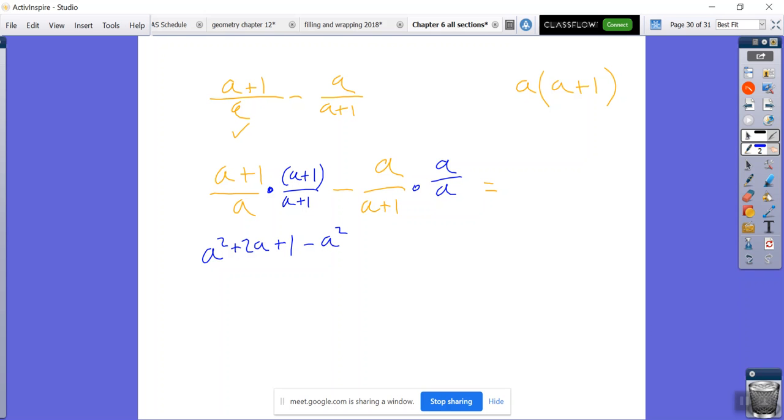Oh, so those A squareds just cancel out. That's right. So we have 2A plus 1 over A times A plus 1. And I don't think there's anything we can cancel out there because everything's chunked, and we have nothing that is the same. Yay! And oh look, that's the answer in the book.